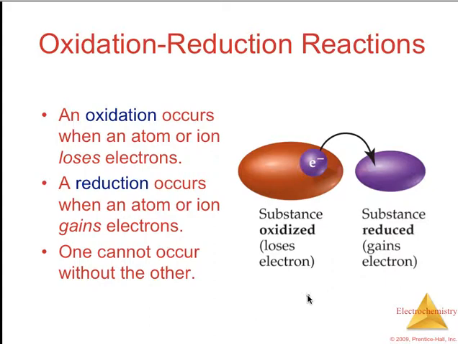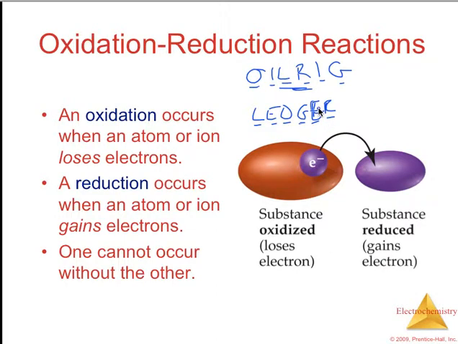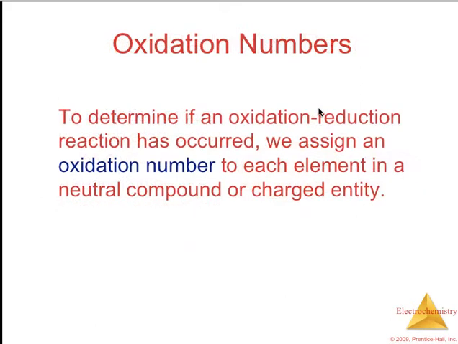There are two mnemonics to remember oxidation and reduction. The first one is OIL RIG: oxidation is losing electrons, reduction is gaining. The other one is LEO says GER. Losing electrons is oxidation. Gaining electrons is reduction. I use OIL RIG, so I generally screw up LEO says GER, but there are two ways to remember.